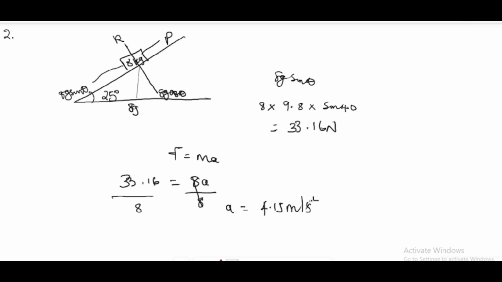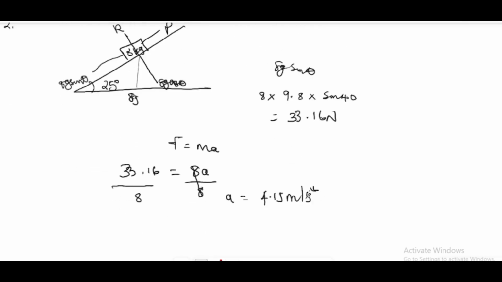As simple as ABC. So moving to the last but not the least question, the third question. Now we are told that a particle of mass 5 kg rests on a rough plane. So seeing that rough plane, that tells you that there is friction. Now the plane makes an angle of 30 degrees with the horizontal.